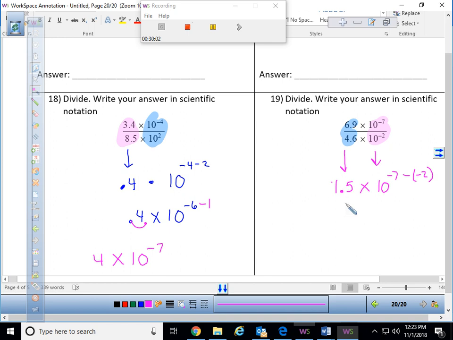All right, let's clean that up. So now I have 1.5 times 10 to the, well, what's negative 7 minus negative 2? Whenever you have a minus right next to a negative, we can add that. Copy, add the opposite, sometimes teachers say. So now this is negative 7 plus 2, which is negative 5. Now, let's look at this. Is this in scientific notation? Well, yeah, it is, because 1.5 is between 1 and 10. So we're good to go. This is the final answer right here.